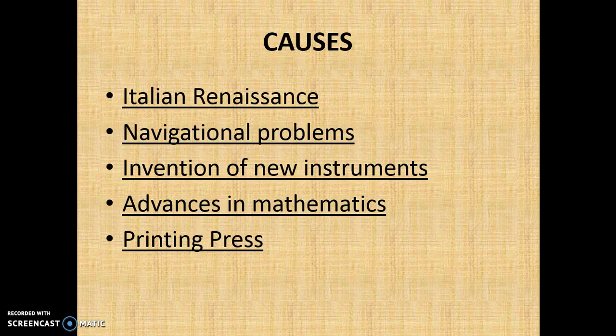These are the causes for the scientific revolution. The Italian Renaissance revived classical learning of ancient Greece and ancient Rome. So people started studying the philosophers, mathematicians, and scientists who created a lot of important work during that time period and also began to expand on that information.